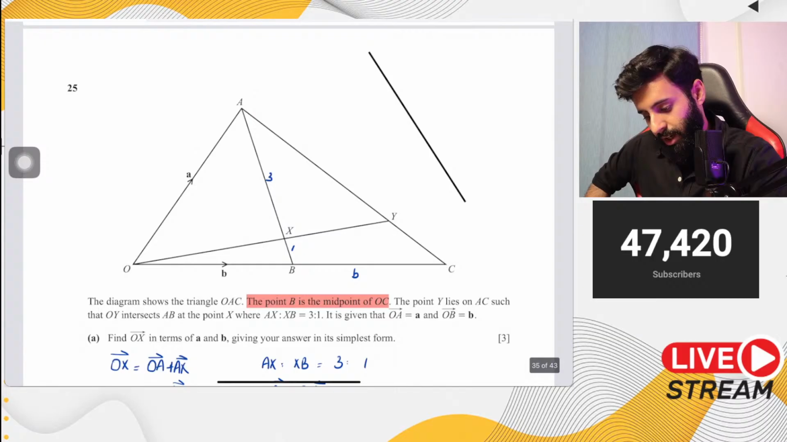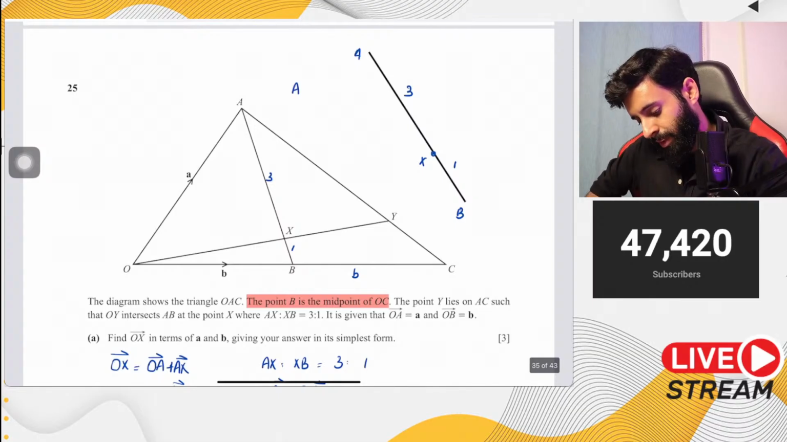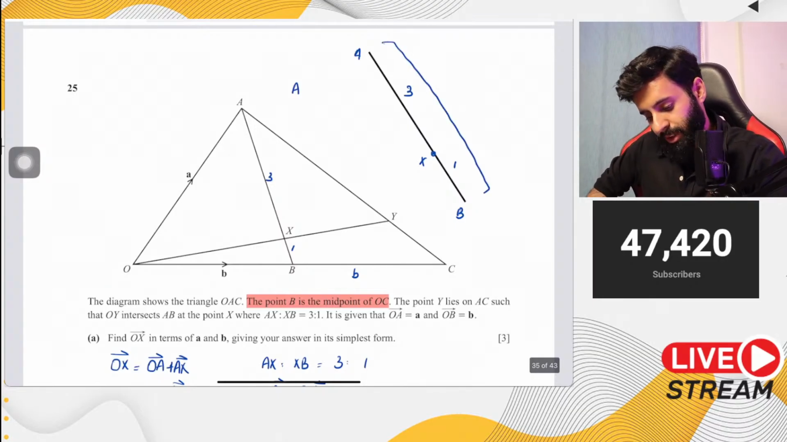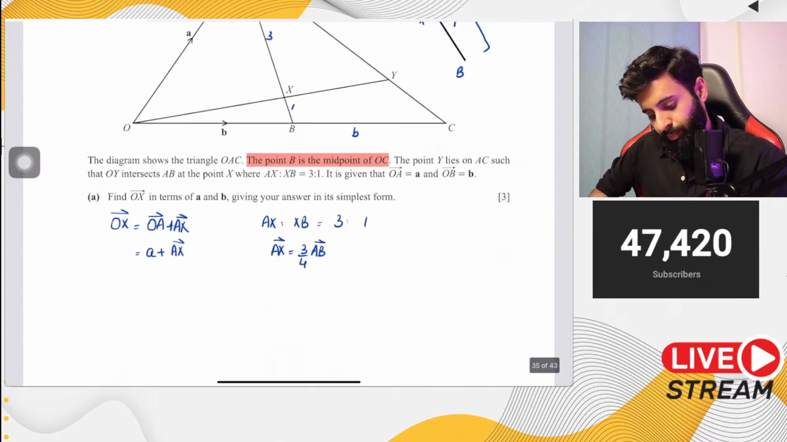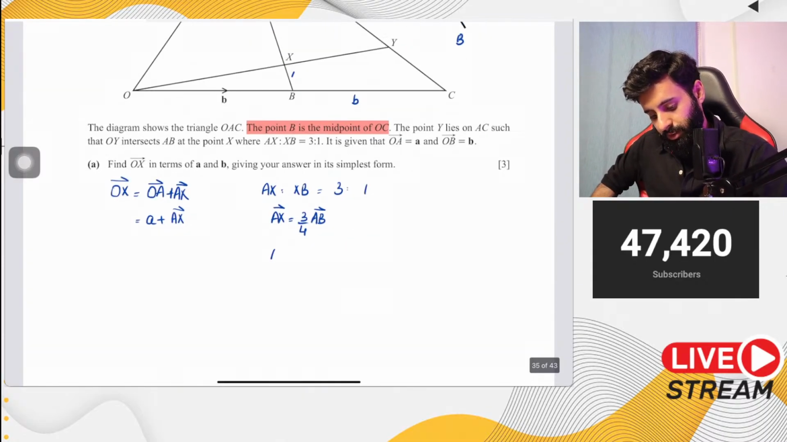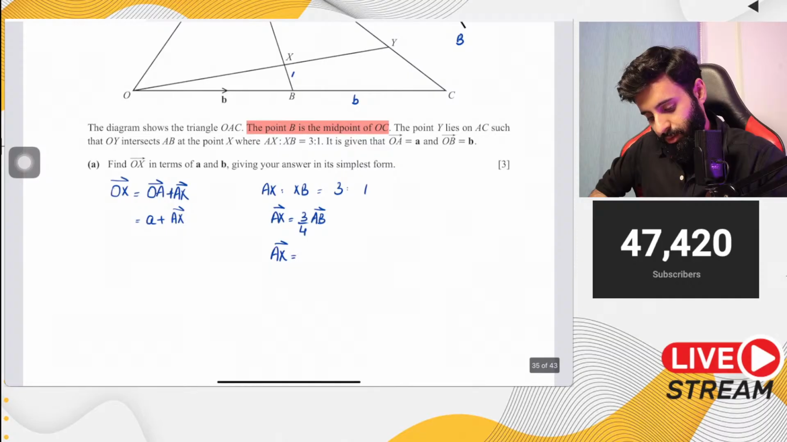Here we have A, here we have X, and here we have B. If AX is 3 parts and XB is 1 part, that means altogether this has been divided into 4 parts, and AX is equal to 3/4 of the total. That means it's equal to 3/4 of AB. Now I can find AX. AX is going to be 3/4 of AB.